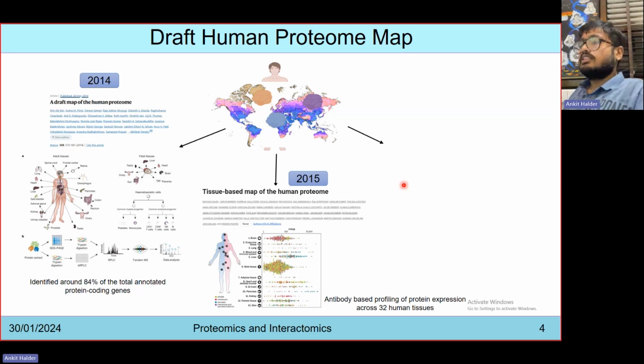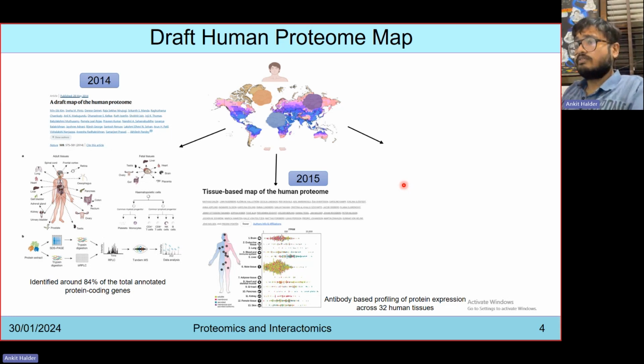So now, after the mass spectrometry based approach to the human proteome, another came up with the antibody based approach. You can understand that the major difference between mass spectrometry based and antibody based methods is that the antibody based methods require particular antibodies and have a cost associated with them, but they are much more robust in a way.